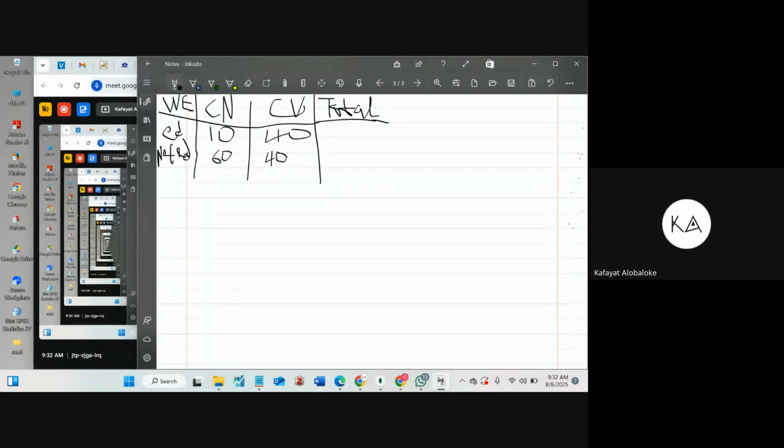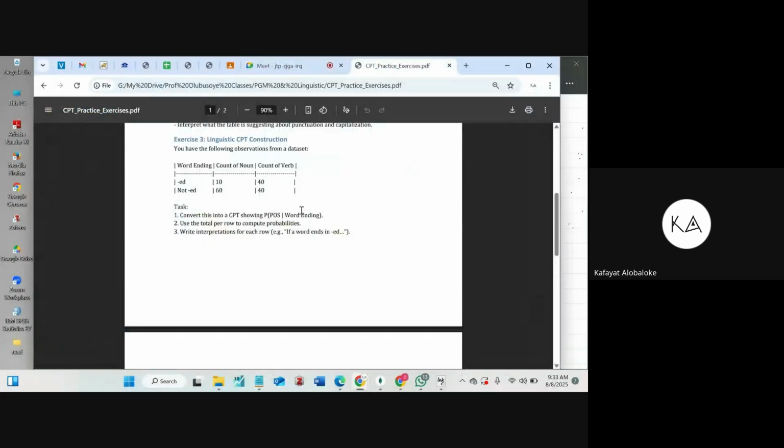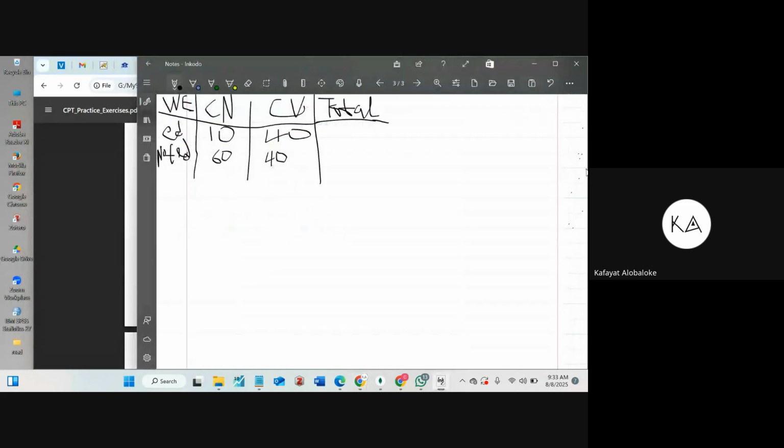The question says, convert this into a conditional probability table showing the probability of part of speech, that's either the noun or the verb, right, given that the word is ending with ed or not ed. Now, why do they ask us to convert this to a conditional probability table? Because it is not a conditional probability table. And why? It is obvious because a probability value must not be greater than 1. This is already greater than 1. The sum must not be greater than 1.